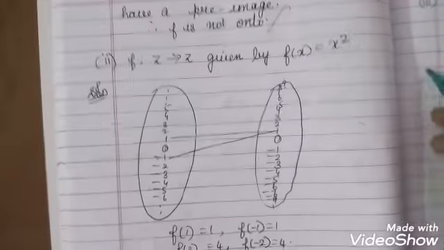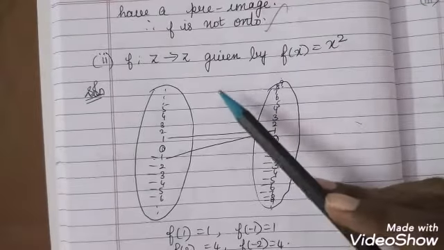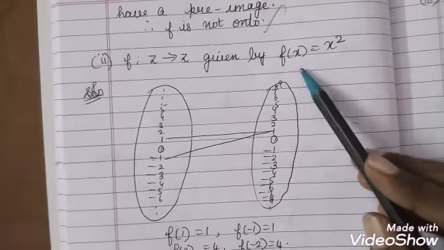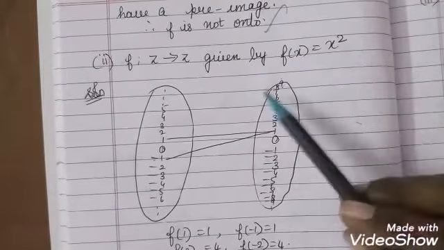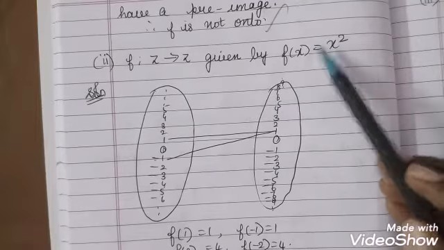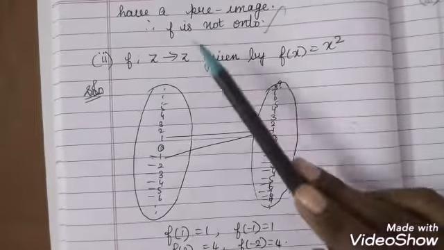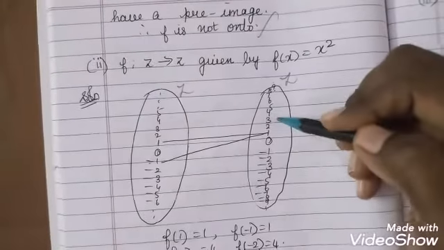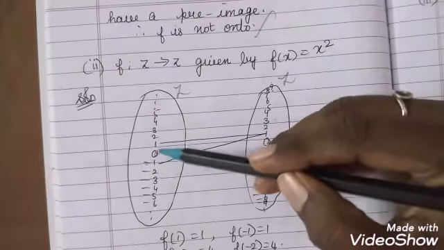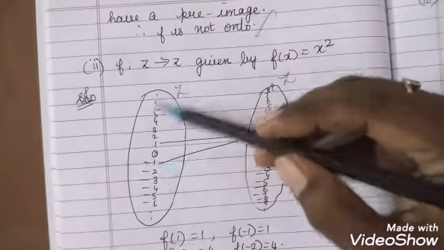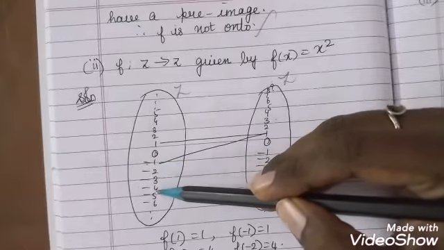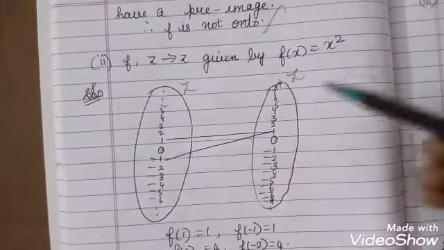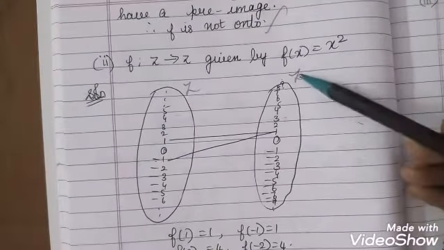Okay. Now we'll take the second subdivision. F from Z to Z given by f of x is equal to x squared. So f of x is equal to x squared means what will I get here? It's from Z to Z. What do you mean by Z to Z? It's the set of all integers to the set of all integers. So 0, 1, 2, 3, 4, 5, etc. Here again it's minus 1, minus 2, minus 3, minus 4, minus 5, minus 6, etc. The same way here also.